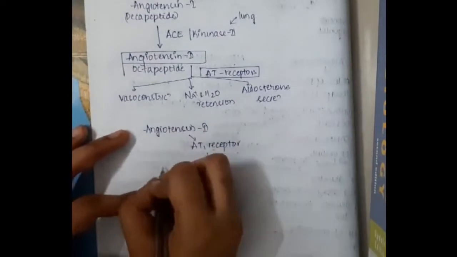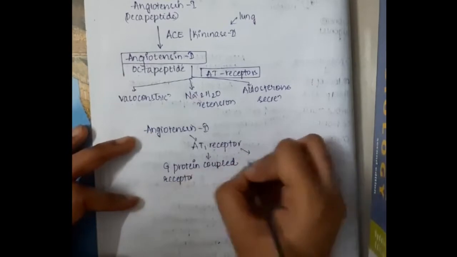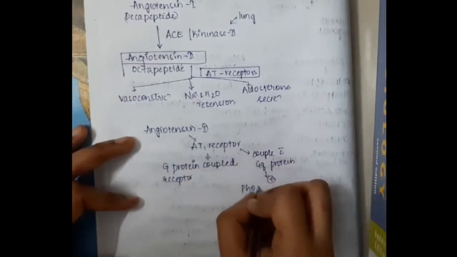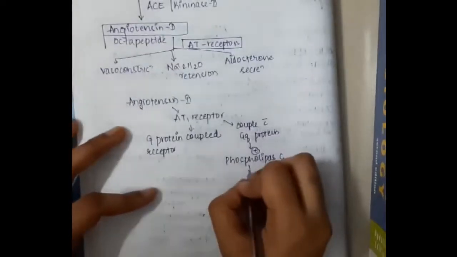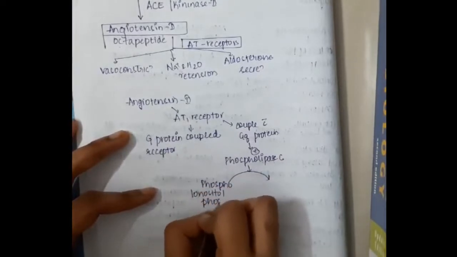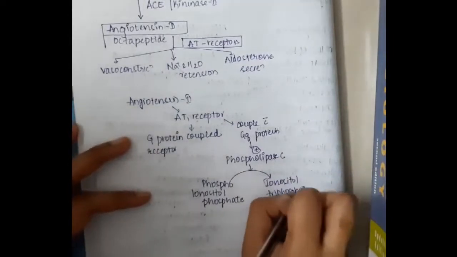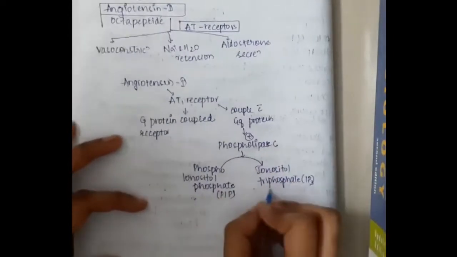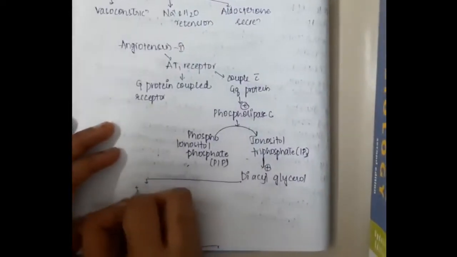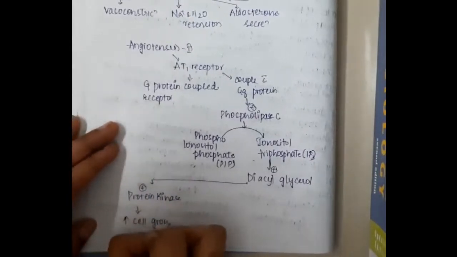Angiotensin 2 activates the angiotensin AT1 receptor, which is actually a G protein coupled receptor. So it couples with Gq protein, and this will activate phospholipase C. When it activates phospholipase C, this will convert phosphatidylinositol bisphosphate to inositol triphosphate. Now this inositol triphosphate activates diacylglycerol. This diacylglycerol activates protein kinase and increases cell growth.